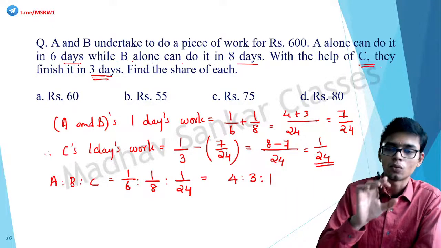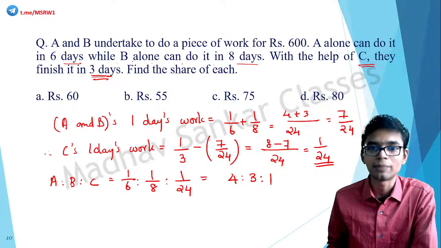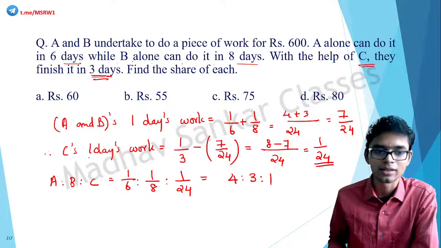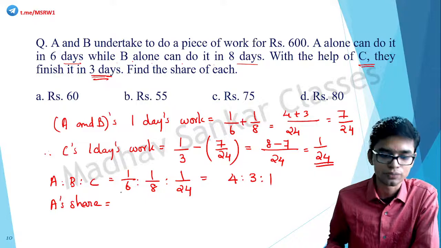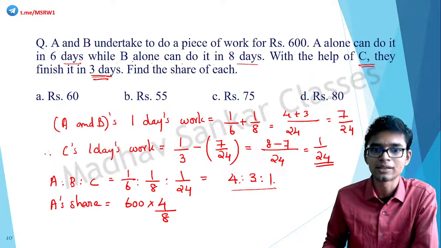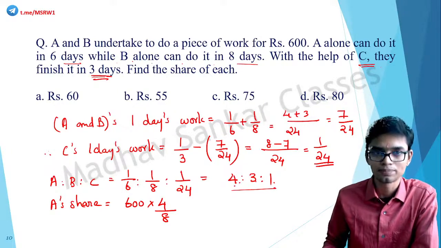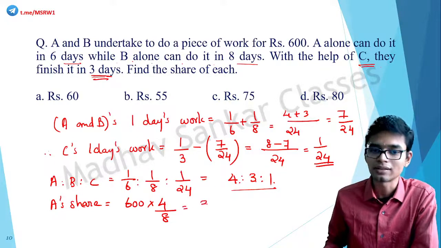Clear? So what share goes to A? 4 out of 8 parts of 600 goes to A. Correct? So A's share is equal to 600 into 4 divided by 8. Correct? 4 plus 3, 7 plus 1, 8. So total there are 8 parts. Out of that, 4 parts go to A. So A's share is 600 into 4 by 8. That is 300.